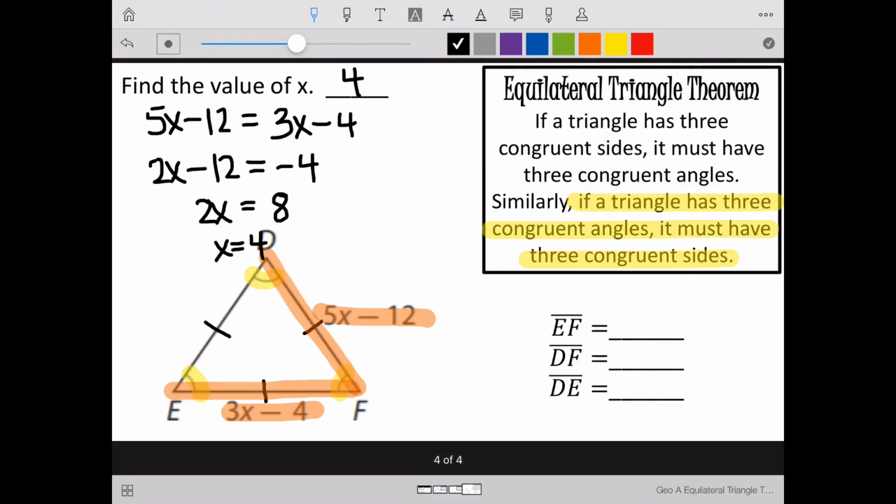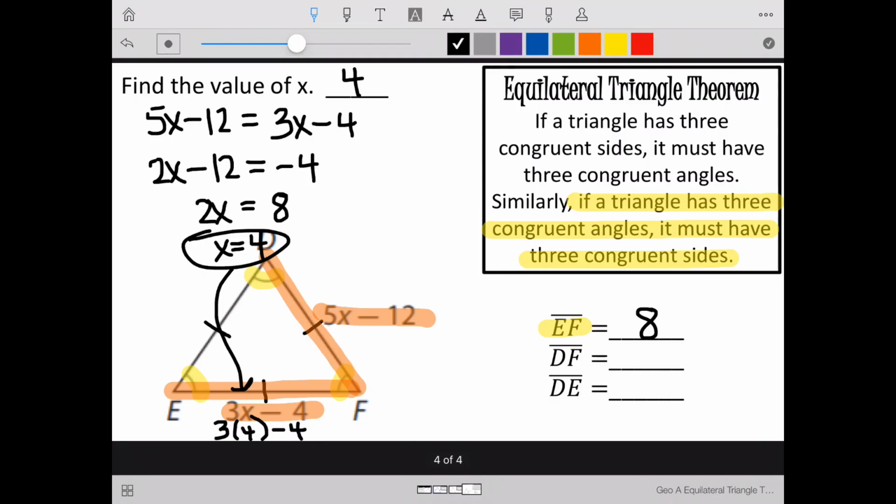But now I'm being asked to find the side lengths over here. Okay, so we're going to take our value of x and we're going to substitute it in. Okay, so we're starting with side EF here. So I'm going to take this value of x and I'm going to plug it into side EF. So 3 times 4 minus 4. That makes 8.